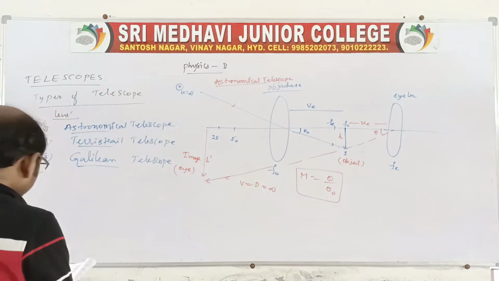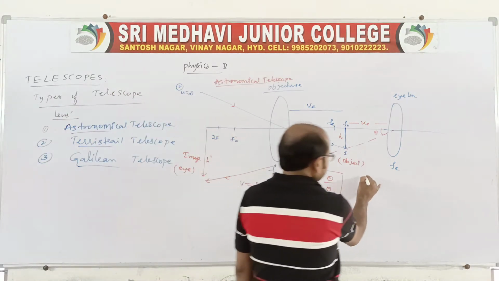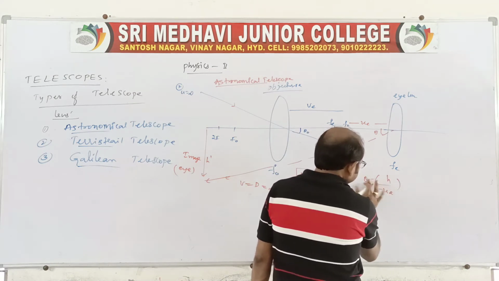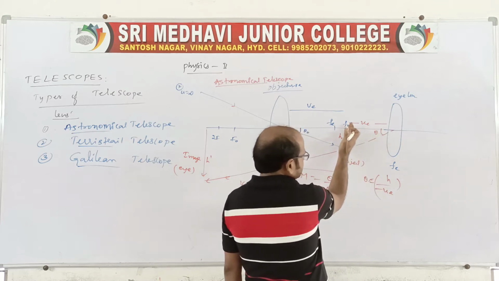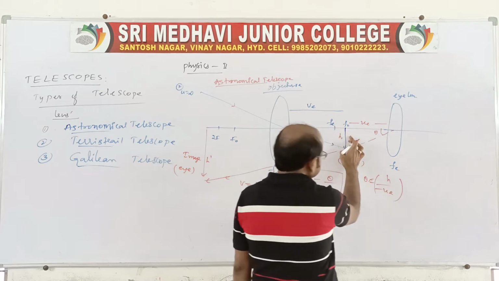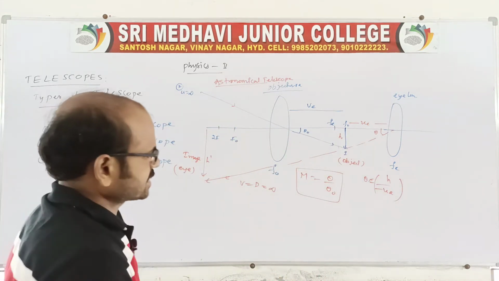Now you write theta and theta naught. Let us write theta as h by minus ue, because it is the object distance. We are taking it opposite to the rays, that's why we take a minus. Here h is the object height, and h by the object distance is theta.